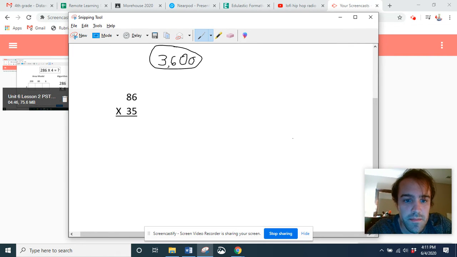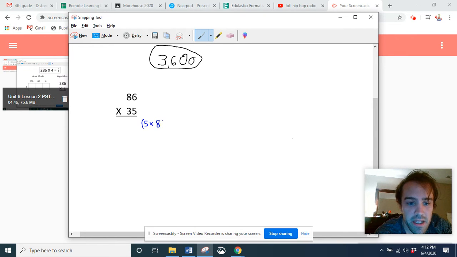3,600 is my estimate. The next thing you want to do is write your partial products. We know that in a 2 by 2 multiplication problem like this, there's going to be two partial products. And I'm going to write those on the side over here so I can remember what I'm trying to find here. The first one is going to be 5 times 86.